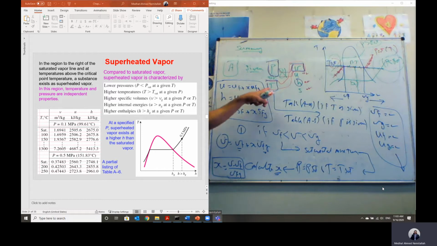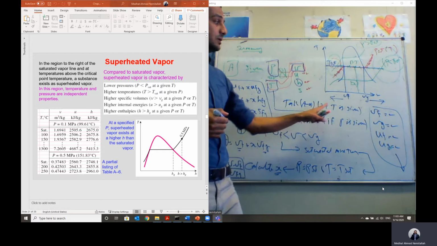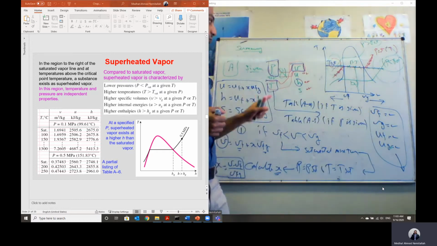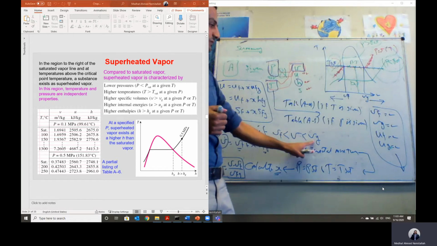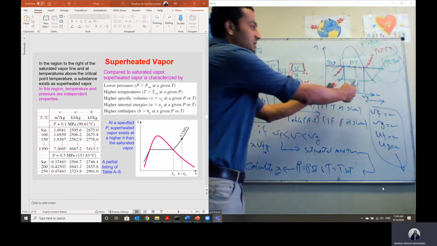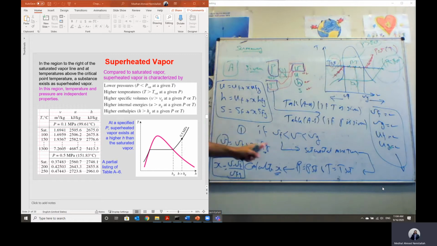So let's say temperature and specific volume are given. With this temperature, I will go to table A4 and get V fluid and V gas. And we are given a specific volume, so I compare with the given specific volume. If I find the given specific volume is greater than V fluid and less than V gas, that means we are in the saturation zone. So the state is a saturated liquid and vapor mixture.